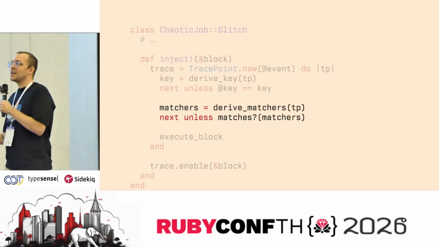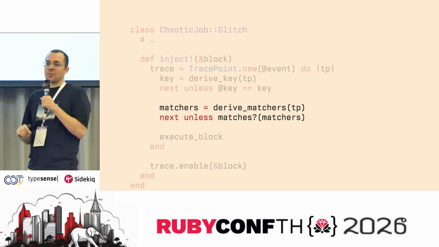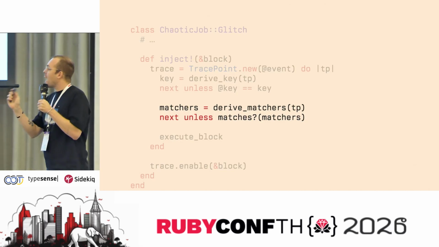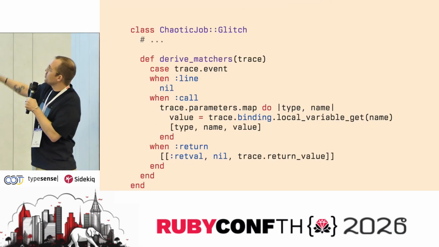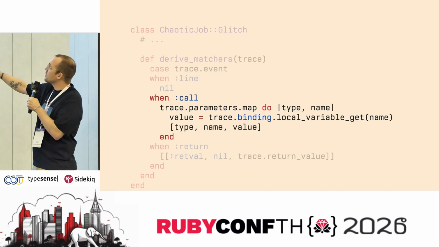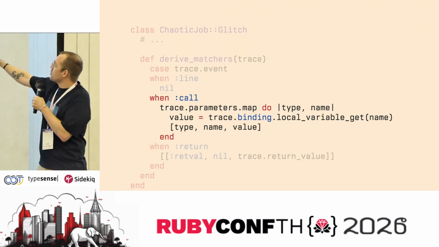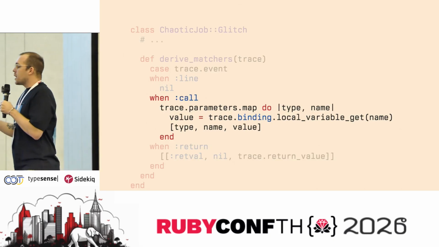The next thing we do is we allow you to define matchers, right? So maybe you call one method multiple times with different arguments inside of your job, and you want to glitch a particular one. So you want to match your arguments. This is what deriving matchers looks like. We're in a call in this case. So we see we're just going to take our trace, we're going to look at its parameters, and we're going to use the binding to get the value. Just pass that back.